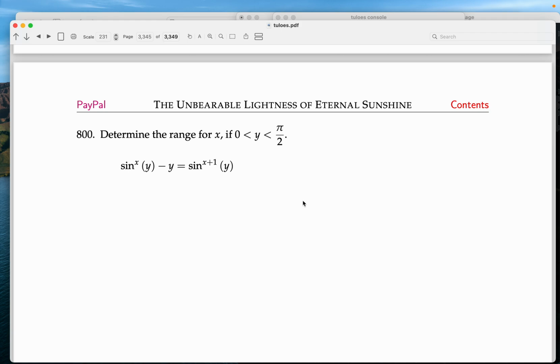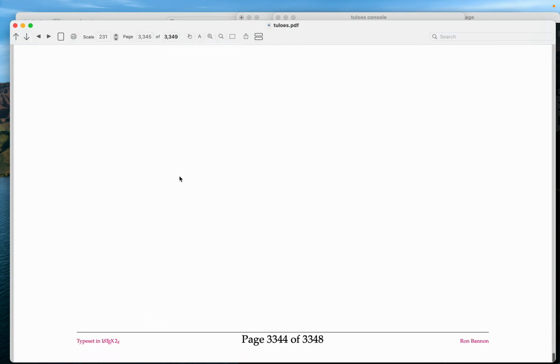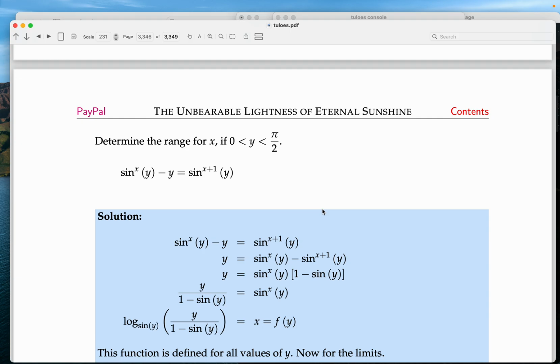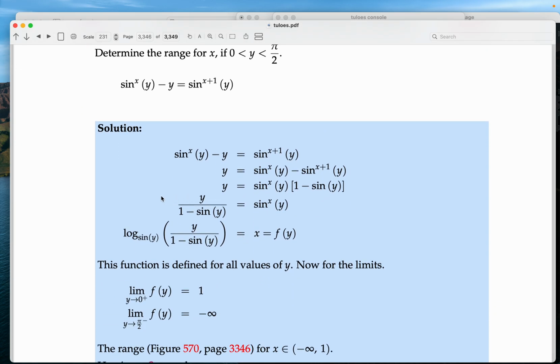The range is the x values when y is between 0 and pi over 2, non-inclusive. It's a relationship between x and y given to you. What we did was we solved for x. I wrote it as a function of y. It's right over here. We went through that.